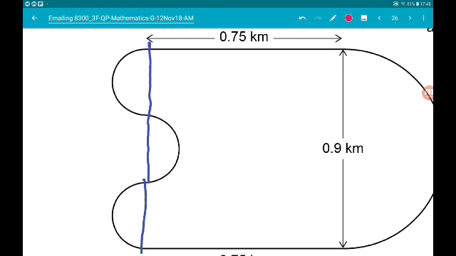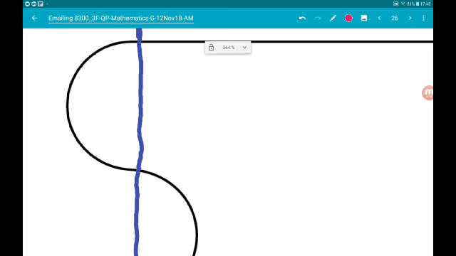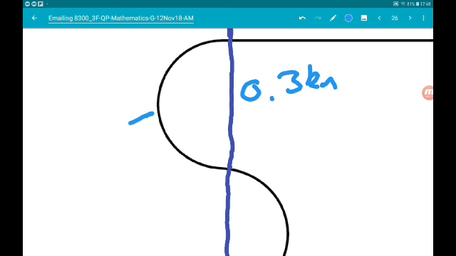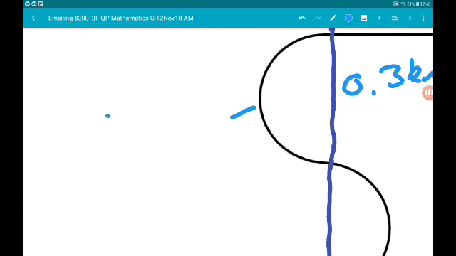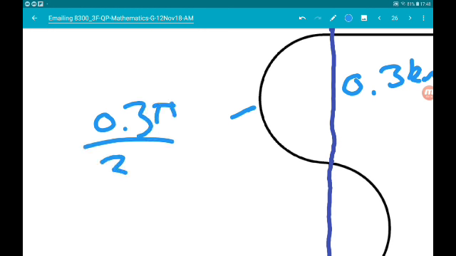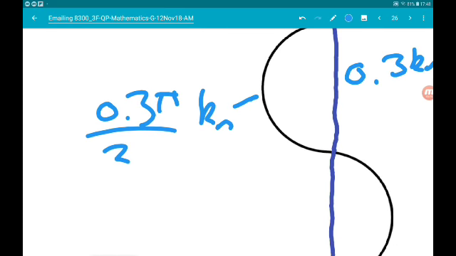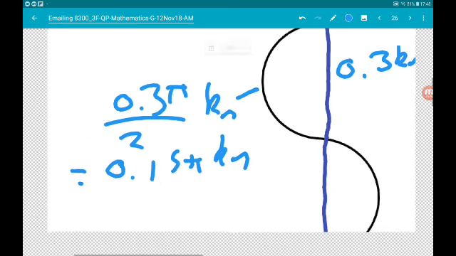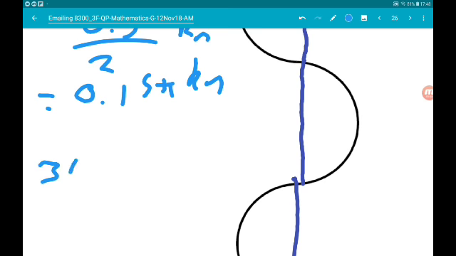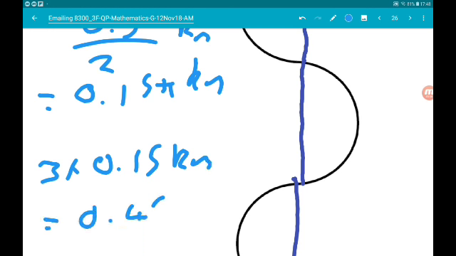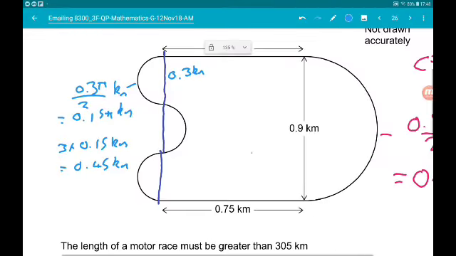Now, with these guys over here, we know they are equal semicircles. We know their diameters altogether have to add up to 0.9, which means they have a diameter of 0.3. So, one of the semicircles has an arc length of 0.3 pi over 2 kilometers, which is 0.15 pi kilometers. Now there's 3 of them, so 3 times 0.15 pi is equal to 0.45 pi kilometers.